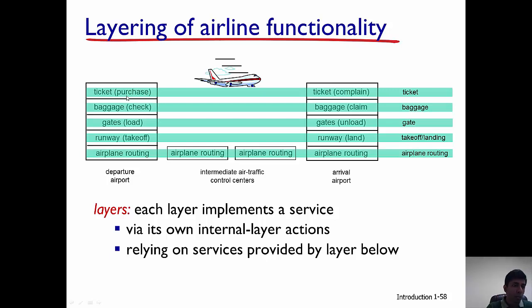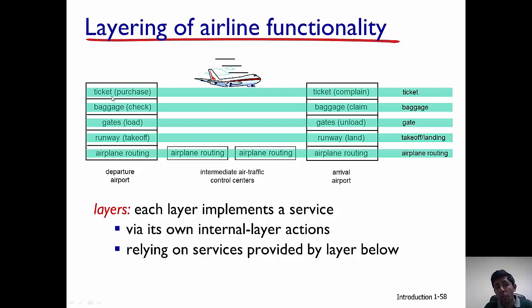For example, you purchase the ticket. At the moment when you purchase the ticket, a particular airport might be doing baggage checks in a particular way. But by the time, say after 3 months when you're actually flying, the baggage checking might be done in a different way. So these layers are independent, and the functioning of one layer does not influence the functioning of the other layer. The only thing is that there is a dependence.